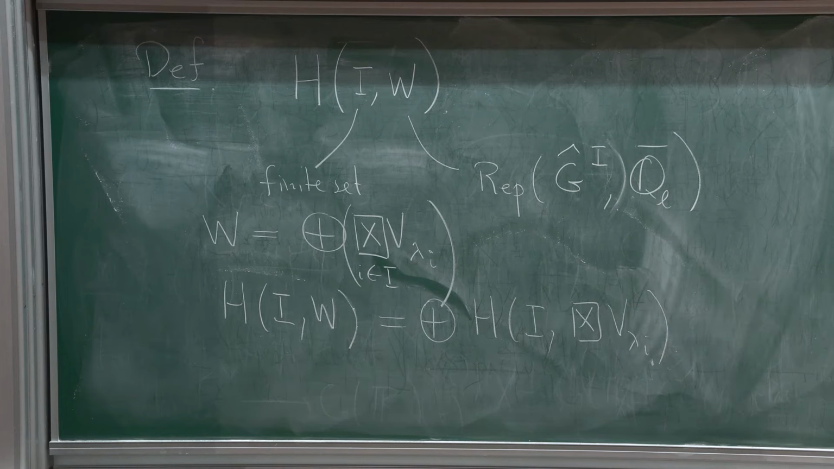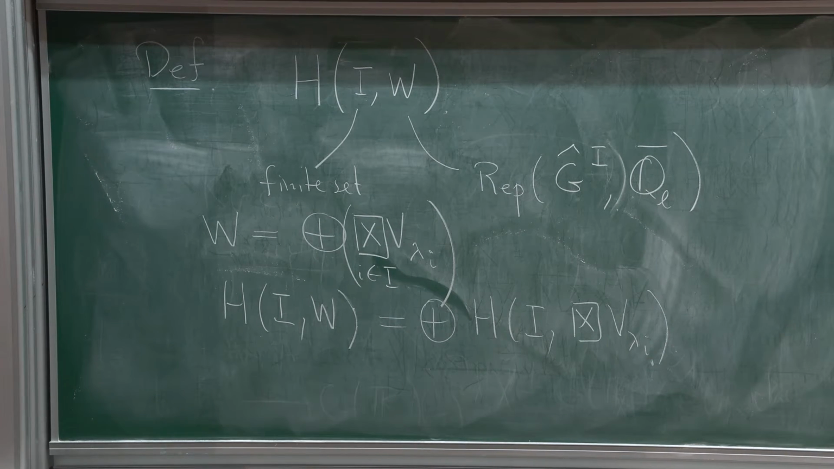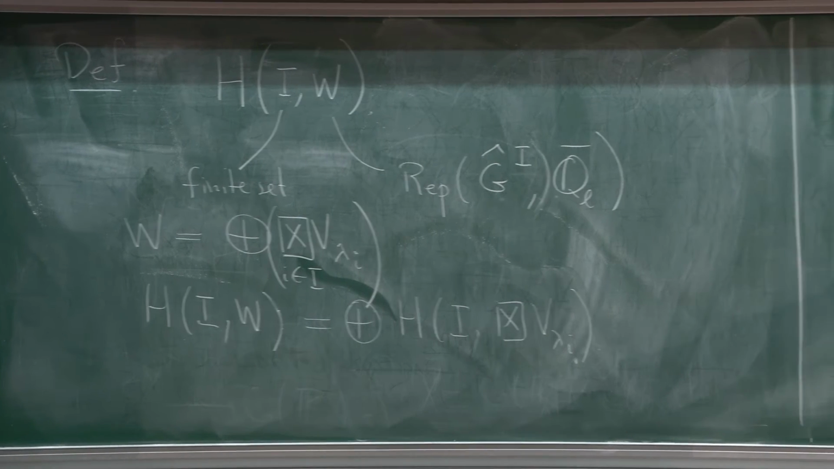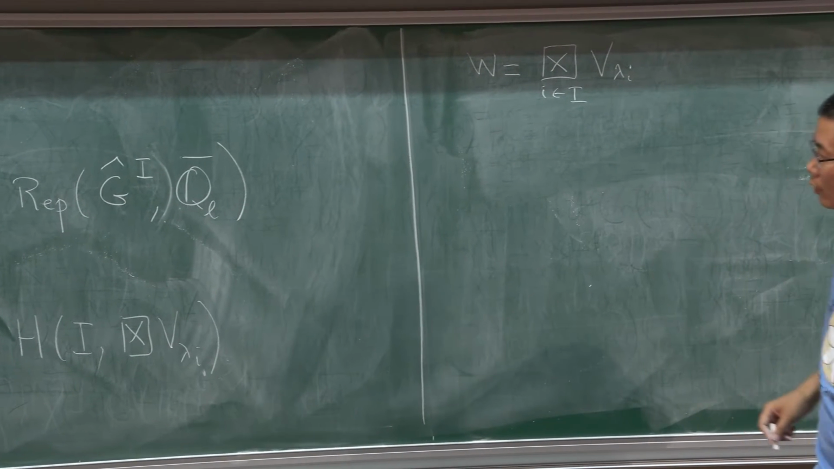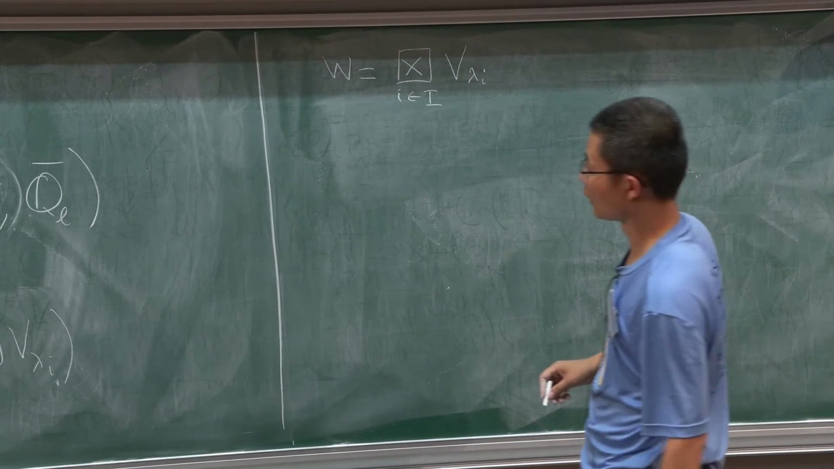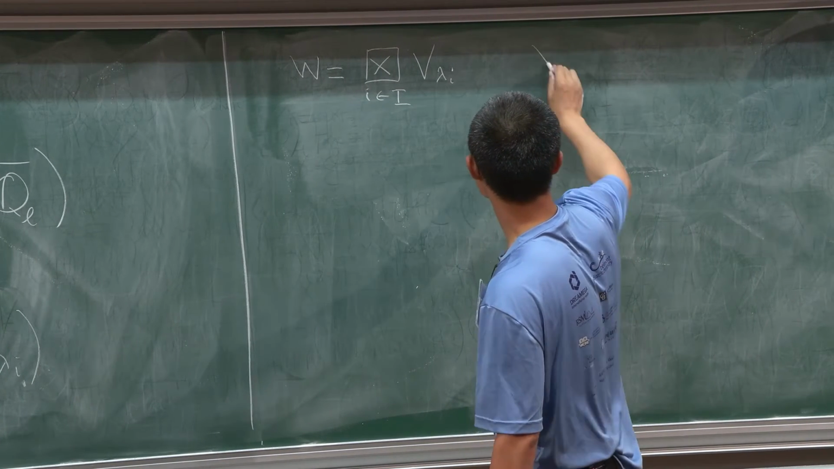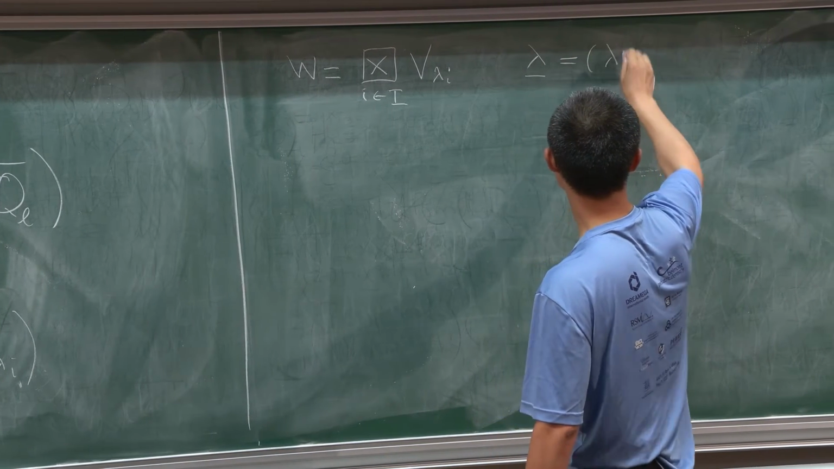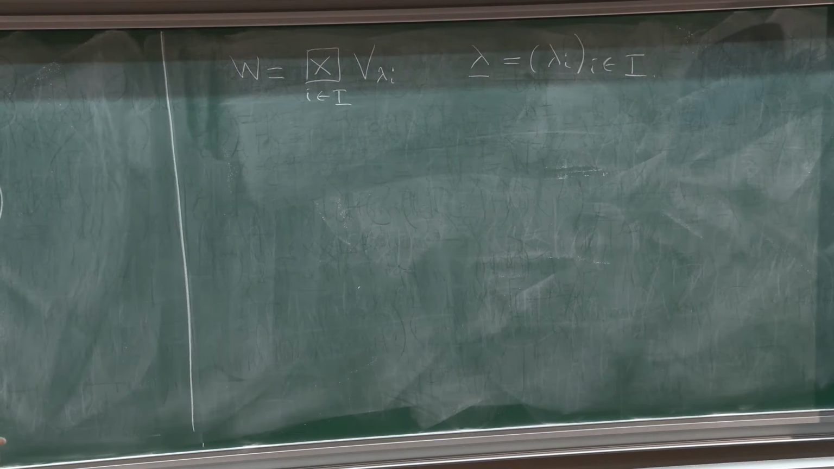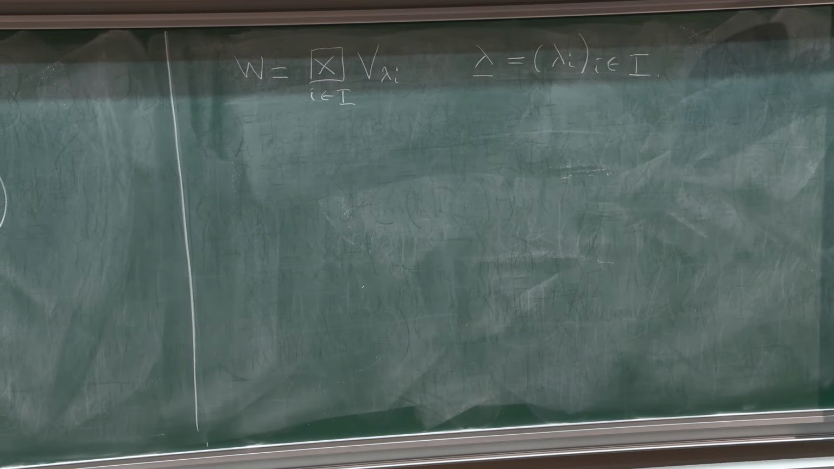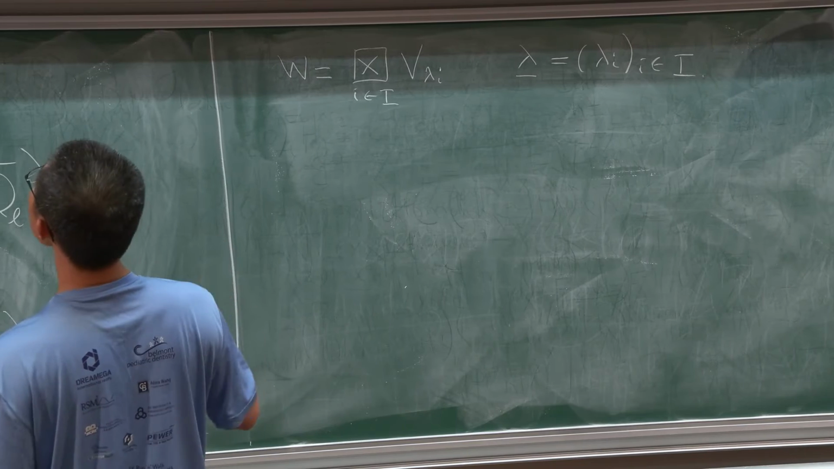So we only need to define the case where W is the external tensor of a bunch of irreducible representations of G to the I, G check to the I. And at least now we see the data lambda here. The same lambda also shows up in the definition of bounded Shtukas. Okay, so we've matched the parameters.